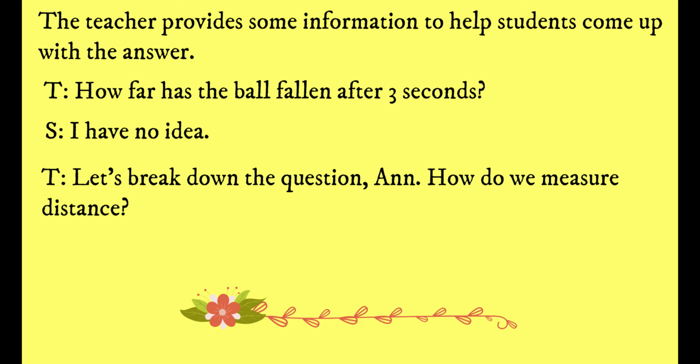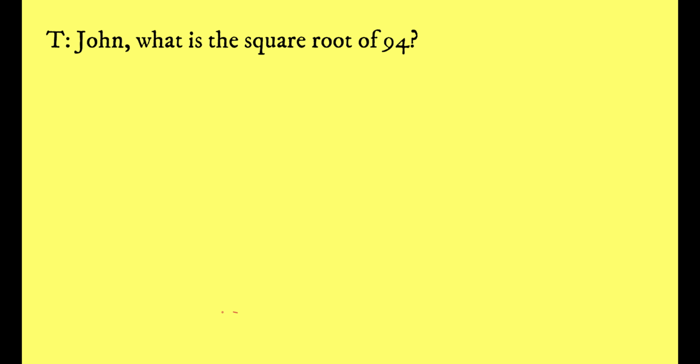So, why is that a prompting question? Take a look at the conversation. The teacher is trying her best to lead the students, or to guide the students to the correct answer. So, break down the question: how do we measure distance? Because when the student is able to measure the distance, then the student could eventually get the answer in the initial question, which is how far has the ball fallen after 3 seconds? Okay? Another example. Teacher says, "John, what is the square root of 94?"